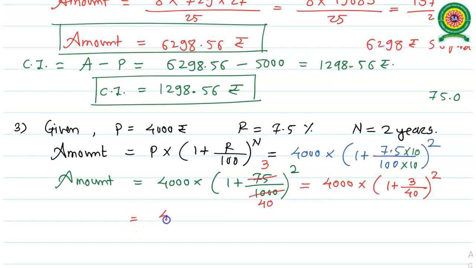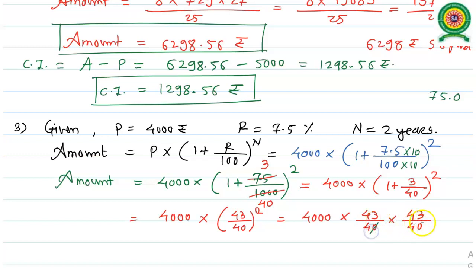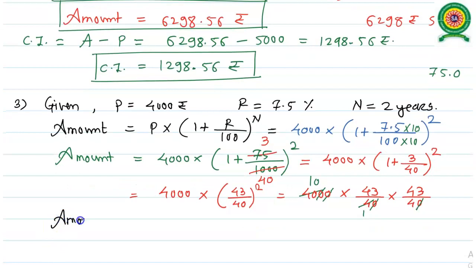Now, doing the cross multiplication in the bracket, 40 ones are 40 plus 3 gives 43 divided by 40, the whole square. The square means multiplying it by itself, so we get 4000 into 43 divided by 40 into 43 divided by 40. Keep in mind, the 2 zeros from the denominator and numerator get cancelled. 4 ones are 4, 4 tens are 40. So the amount equals 10 into 43 into 43, which is 1849, divided by the remaining 4.